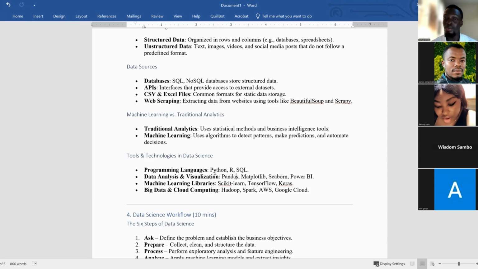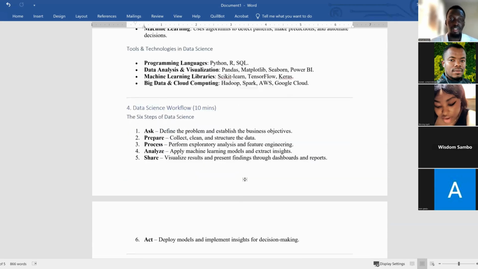Then for machine learning libraries, we have sklearn, that is scikit-learn, TensorFlow, and Keras. Don't worry, when we get to that bridge, we'll cross it. Don't bother about this for now. We won't be looking at big data and cloud computing for this. But there's something worth mentioning, so please take note of this.